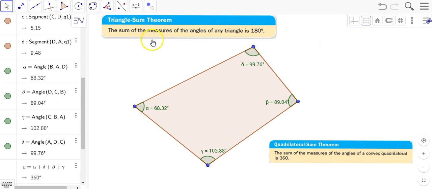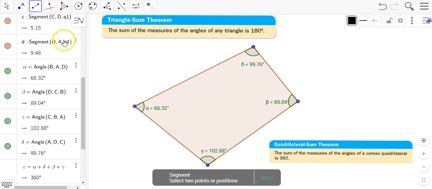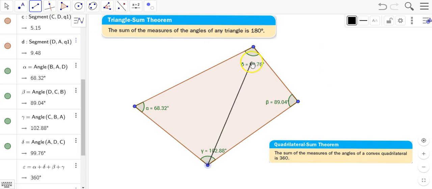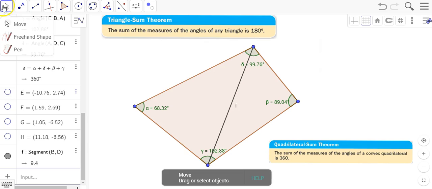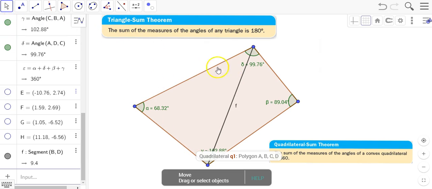That's based on the triangle sum theorem, the fact that a triangle is 180 degrees. So I can take this and illustrate where that's coming from. If I take this point and connect it to this point, you'll notice that I've separated this quadrilateral into two triangles. And this triangle here should have angle measures that add up to 180. Same thing with this one over here. And 180 plus 180 is 360.